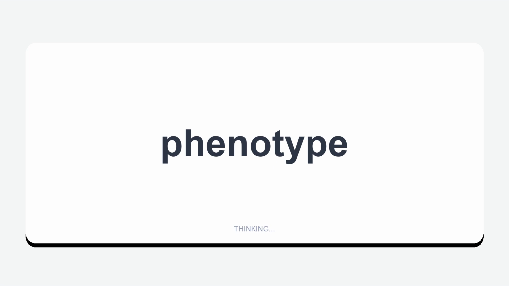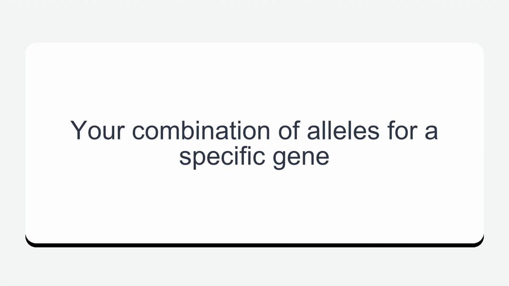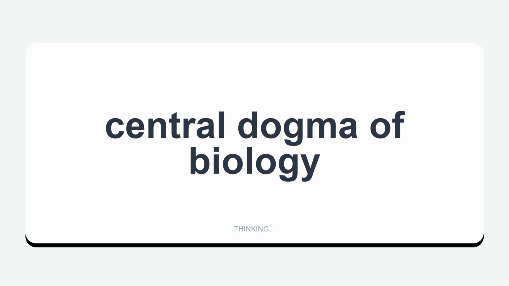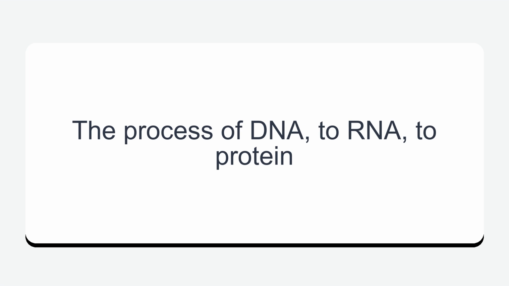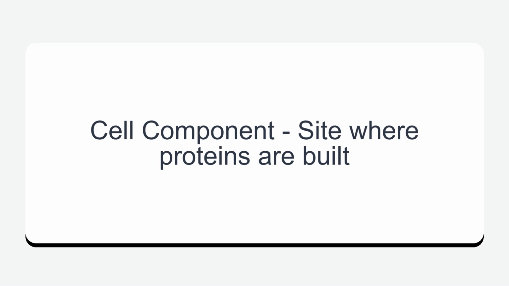Phenotype. Physical appearance for a trait. Genotype. Your combination of alleles for a specific gene. Central dogma of biology. The process of DNA to RNA to protein. Ribosome. Cell component, site where proteins are built.